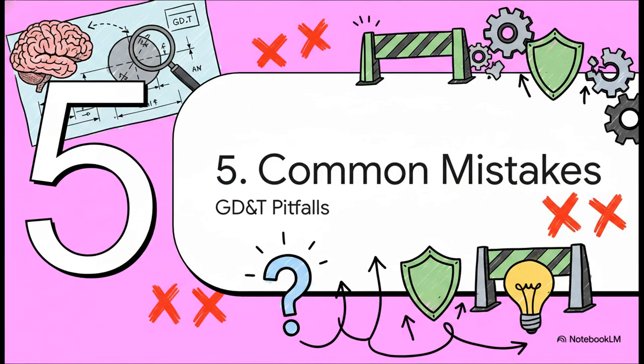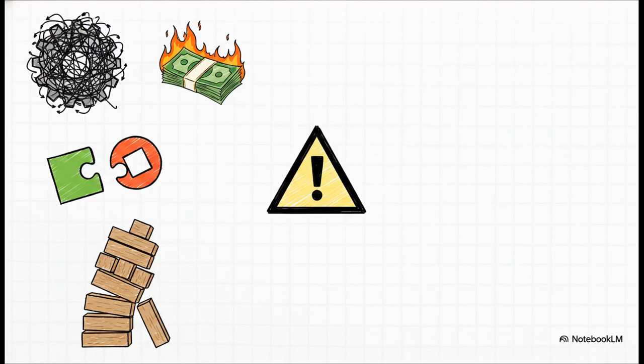All right, let's talk about where things go wrong. Section 5, Common GD&T Mistakes. Even with the absolute best tools in the world, human error is always a factor. These are the top mistakes we see that just balloon production costs and cause massive assembly nightmares. First up, over-tolerancing. Designers love to play it safe by slapping tight tolerances on non-functional features, which instantly spikes manufacturing costs.